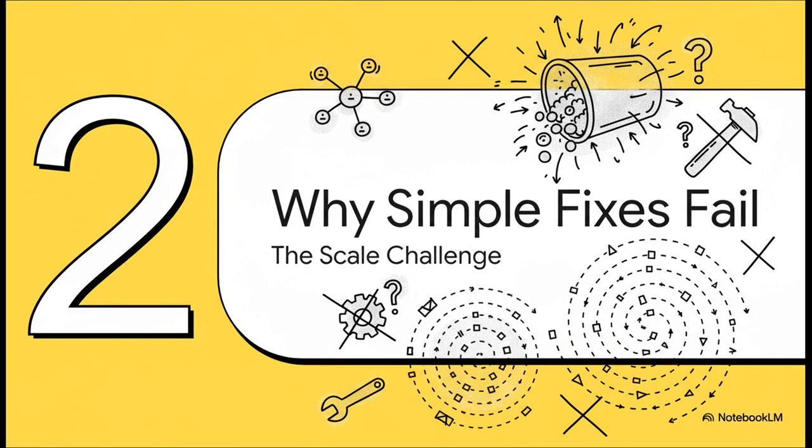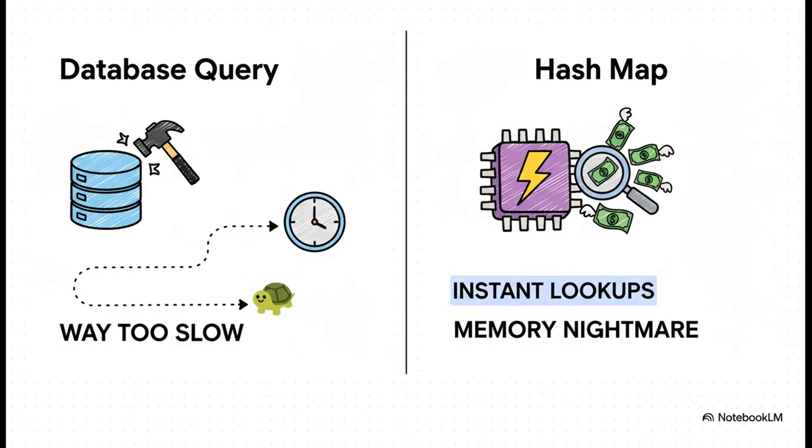So, what are the obvious solutions here? Let's take a look at why the simple, straightforward fixes just completely fall apart at this kind of scale. You basically have 2 main options. First, you could just hammer the database with a query every single time. As we just saw, this is accurate, sure, but it's way too slow and it just beats up your most critical resource.